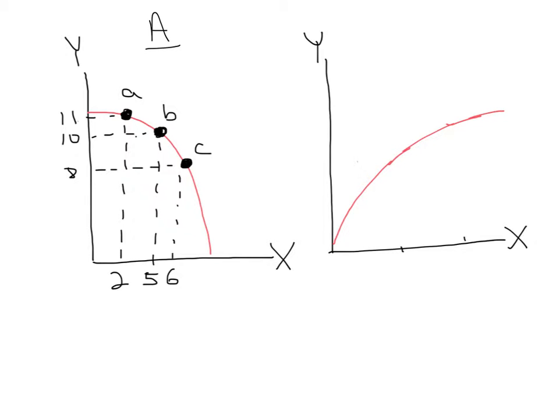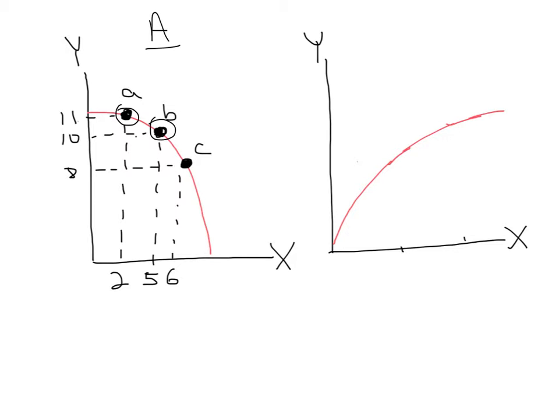So if this economy, let's say, was producing at A first, 11 units of Y and 2 units of X, and let's say this economy wanted to move to point B, which produces 3 more units of X and 1 less unit of Y. Well, the cost of producing the 3 additional units of X was just 1 unit of Y that was not produced. So the cost of those 3 units is 1 unit of Y.